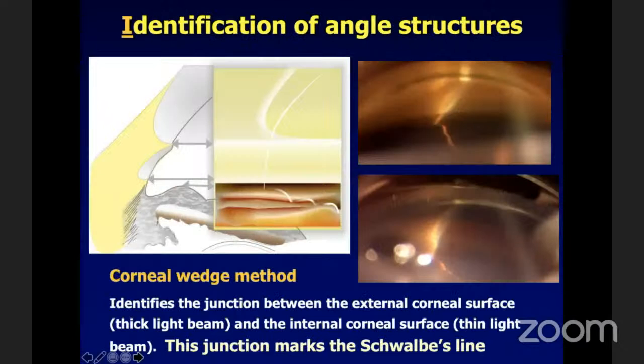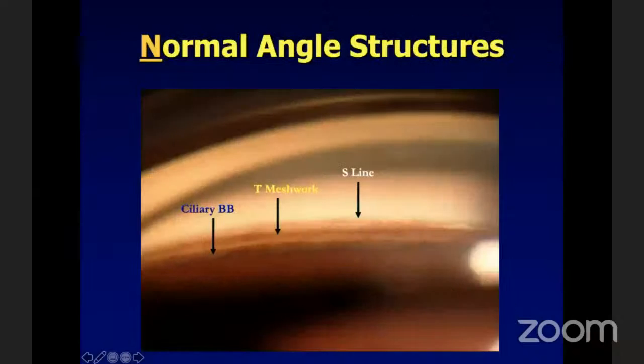And whenever you start gonioscopy, the first important principle is to identify the Schwalbe's line. So you make a 30 or 45-degree angulation of the slit lamp and you see two beams of light. The first beam is from the corneal endothelium and the second beam is from the corneal epithelium. And where these two beams meet, that is the termination of the Descemet's membrane or the Schwalbe's line, the starting point of the angle. So this is the important landmark to identify before you start identifying the angle structures.